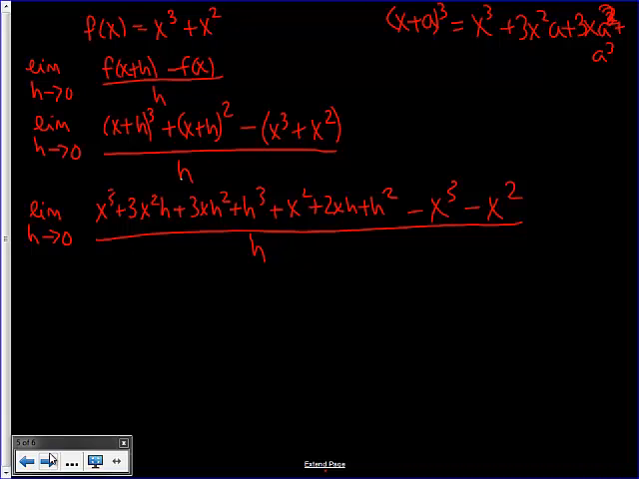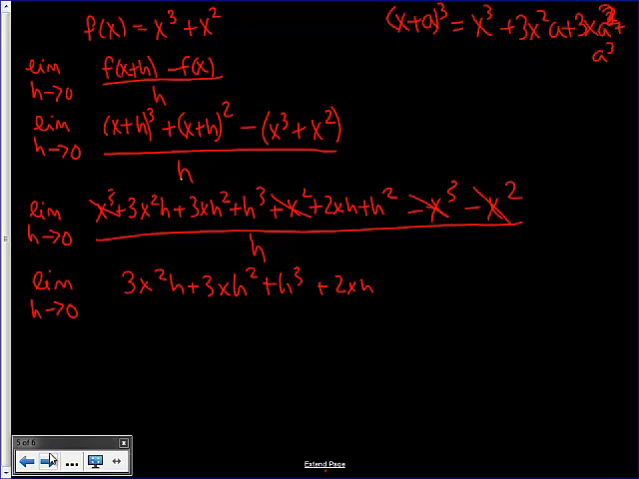So x cubes cancel, x squareds cancel. So the limit as h approaches 0 of 3x squared h plus 3x h squared plus h cubed plus 2xh plus h squared. Everything divided by h. Well, now what cancels, my h's? So h cubed becomes h squared, h cancels, and an h cancels there.